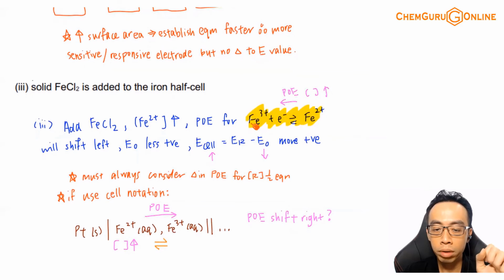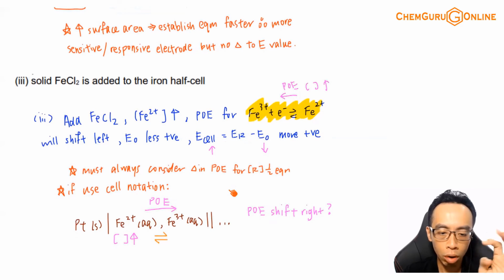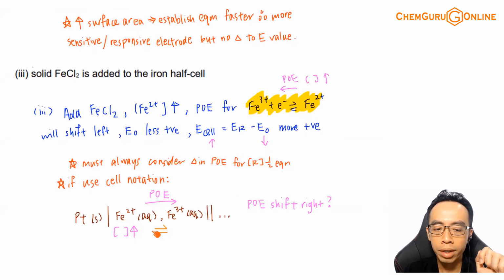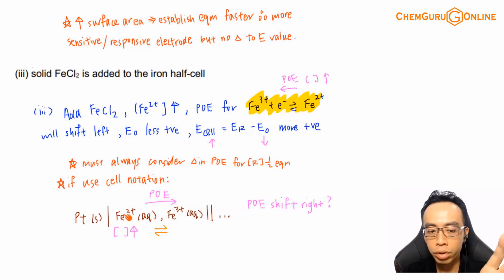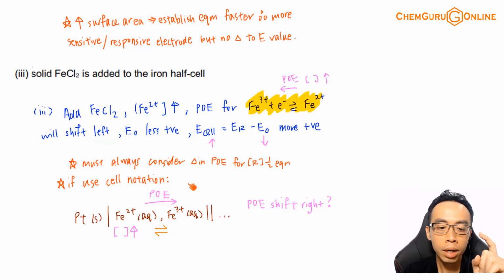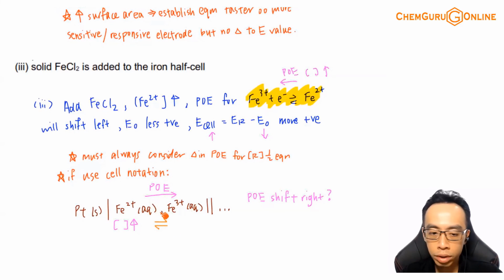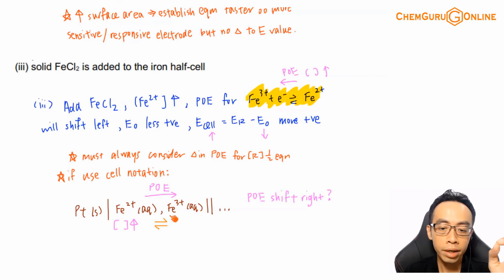And again, super important for us to consider your reduction half equation. For this iron half cell, some of us might just conveniently try to use the cell notation. Because in the cell notation, the iron 2 plus, the iron 3 plus is there. And we might think that, hey, this is also the half equation. I can just make use of this and consider shift in position of equilibrium. But you notice this guy, your iron 2 plus is on the left hand side. Iron 3 plus is on the right hand side. It's opposite what we have in the data booklet. Why is that the case?